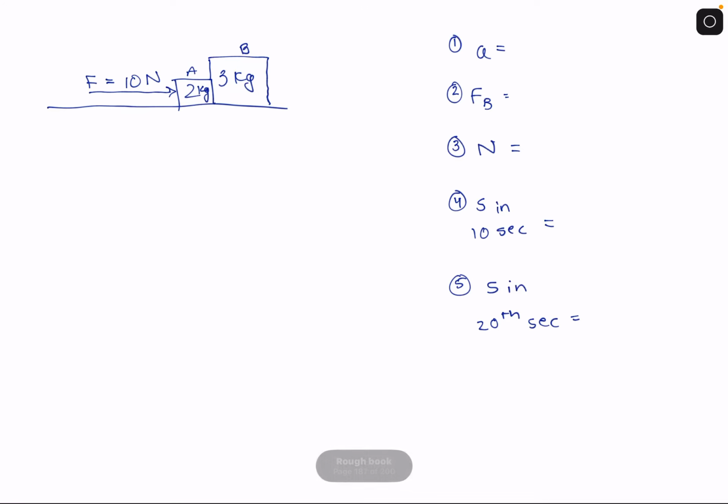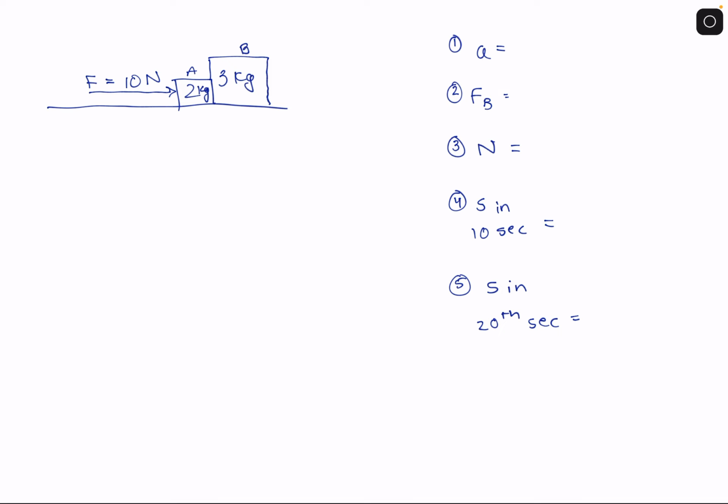Today I want to talk about a really interesting question. In this question we have two blocks A and B, and block A is being pushed by a force of 10 Newton, and we want to calculate the acceleration, the force on block B, the normal reaction between A and B, the distance traveled in 10 seconds, and the distance traveled in the 20th second.